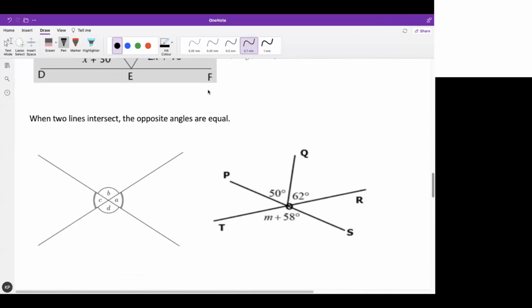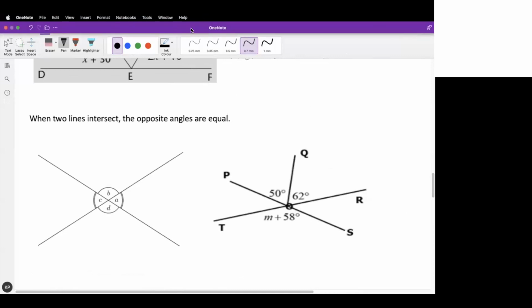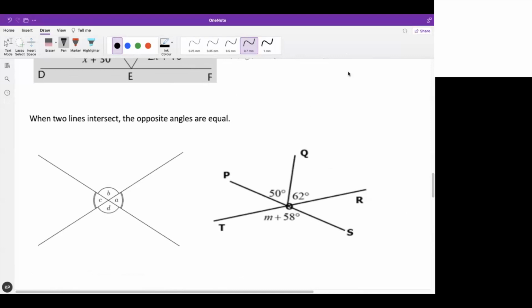Now we have: when two lines intersect, the opposite angles are equal. Who knows the reason we use for this? If I'm going to use this, what reason do I use? Vert op angles, and that is correct.